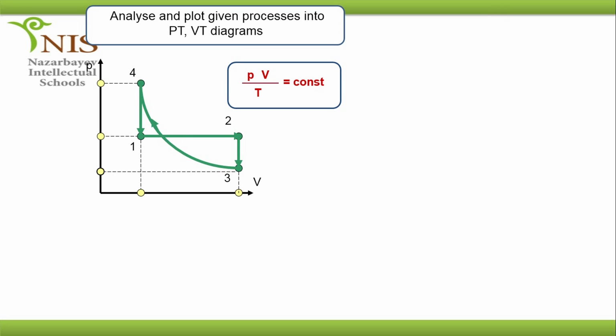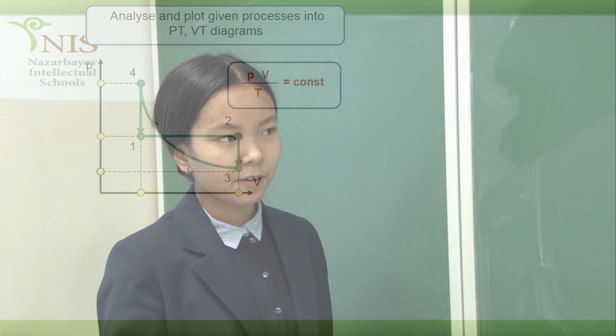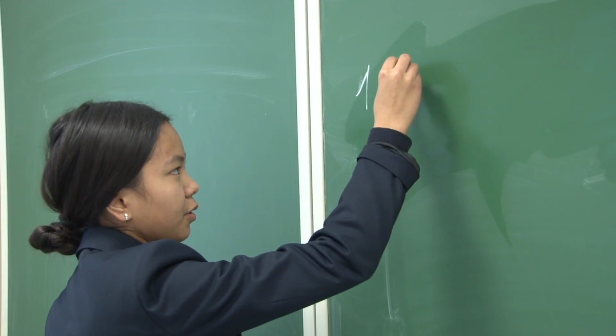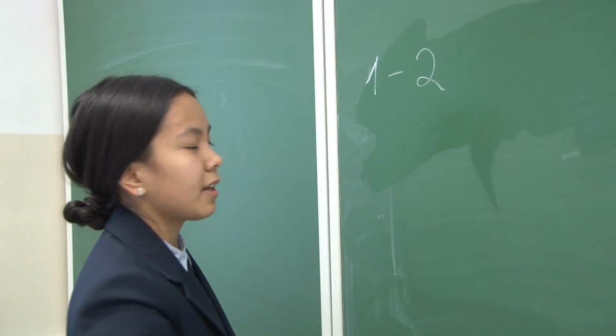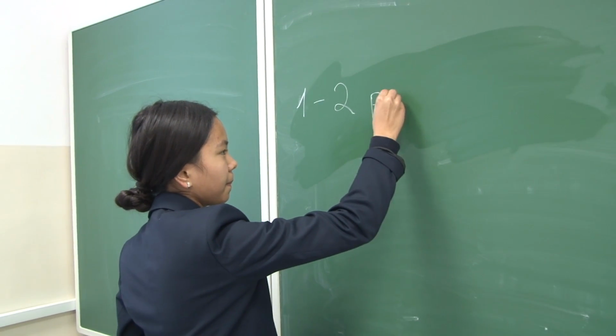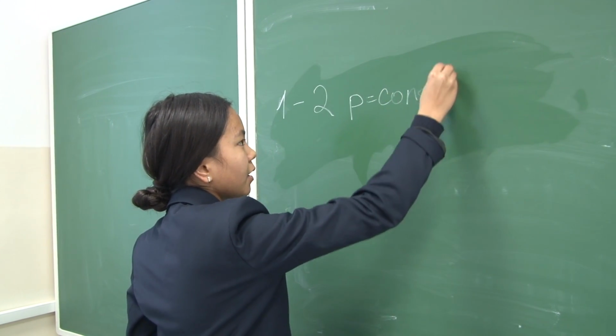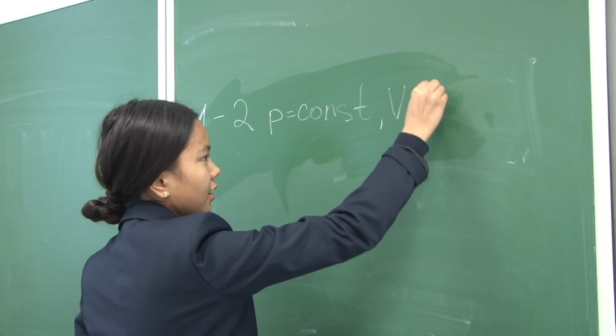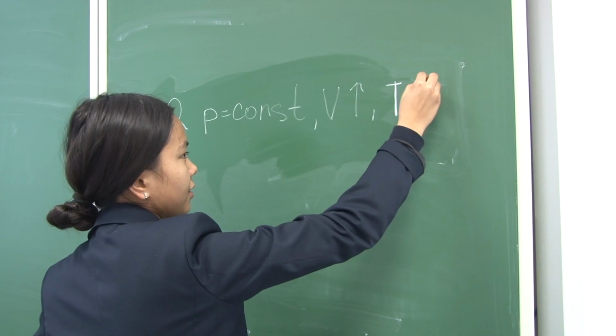Again, given a PV diagram, we need to plot and analyze this graph and redraw PT and VT diagrams. From the graph, we can see from 1 to 2 process, it is when P is constant. When P is constant, volume increases, thus temperature will also increase.